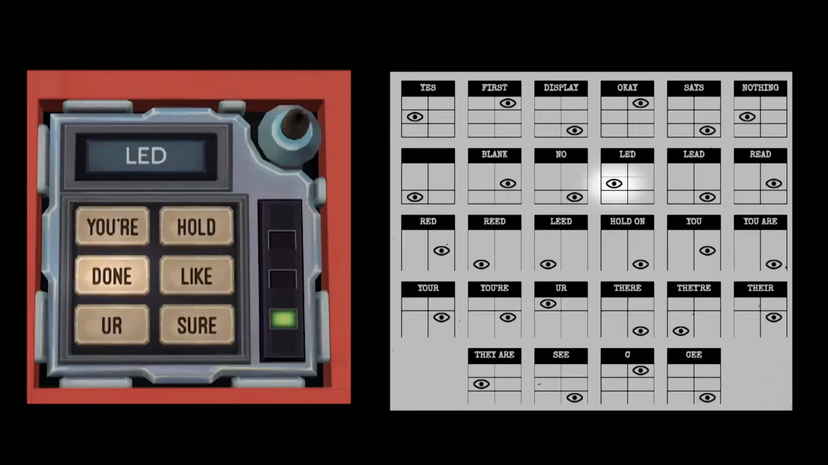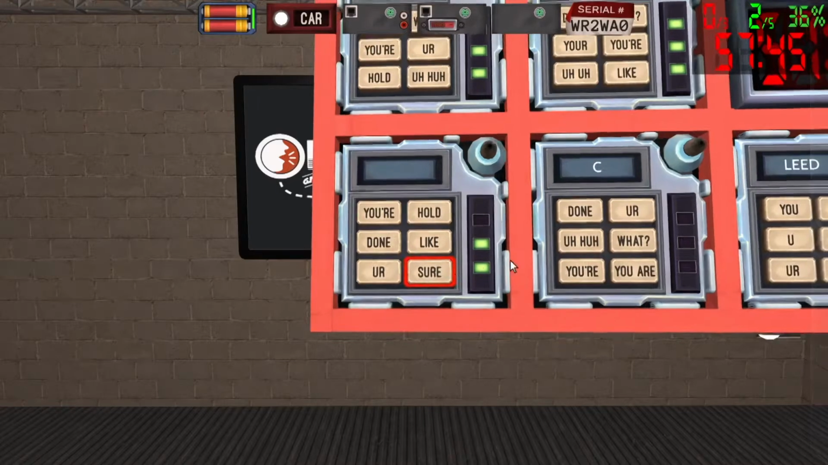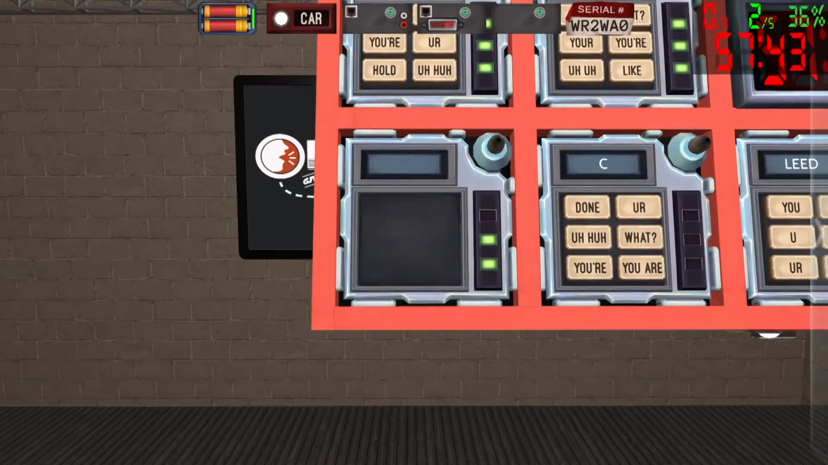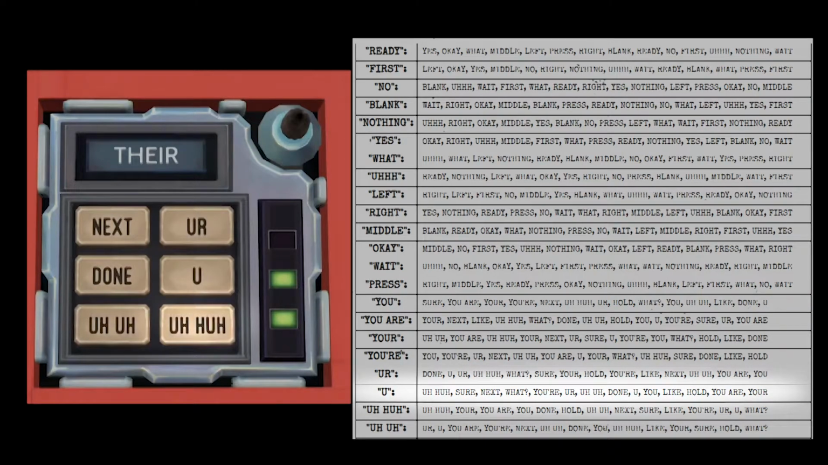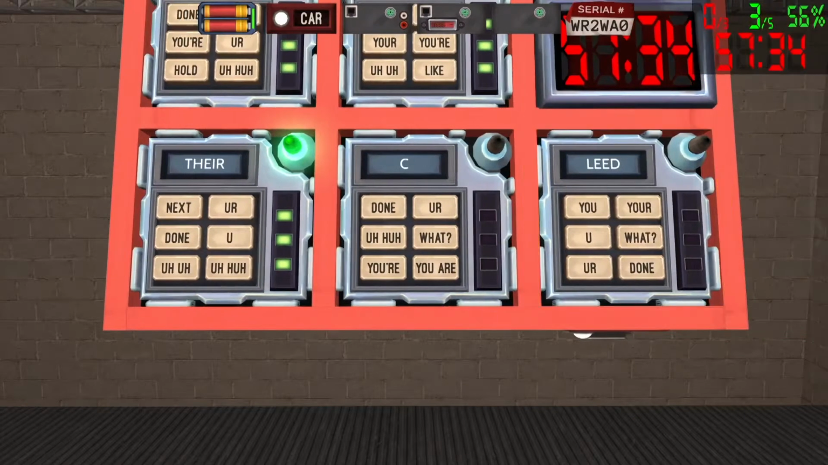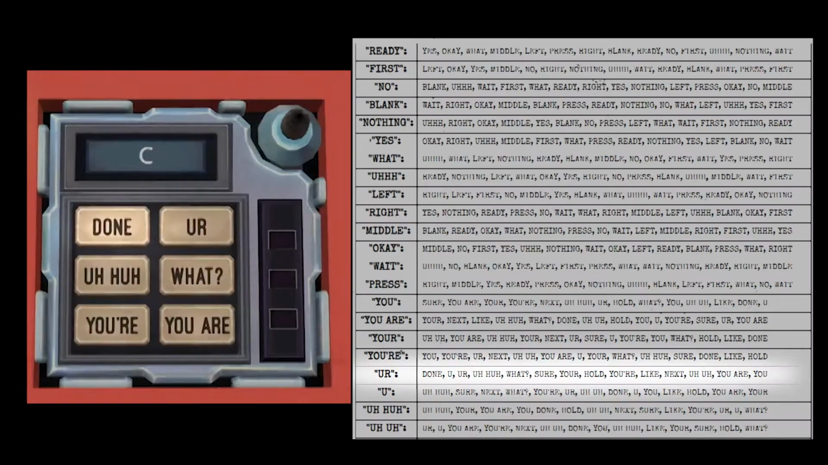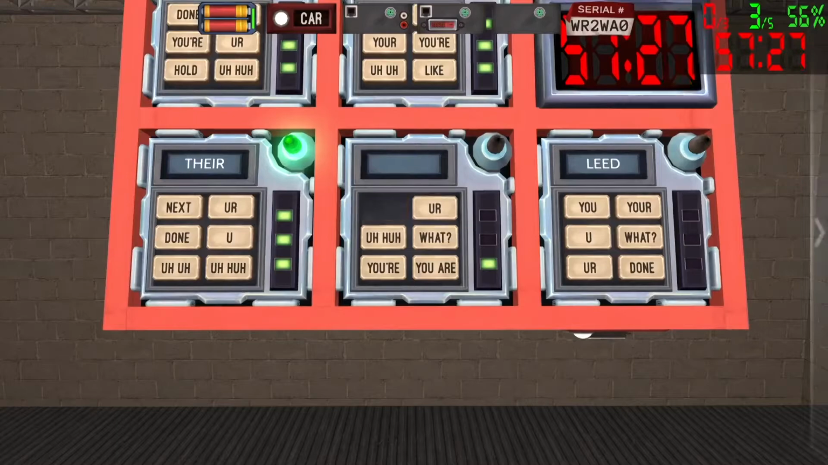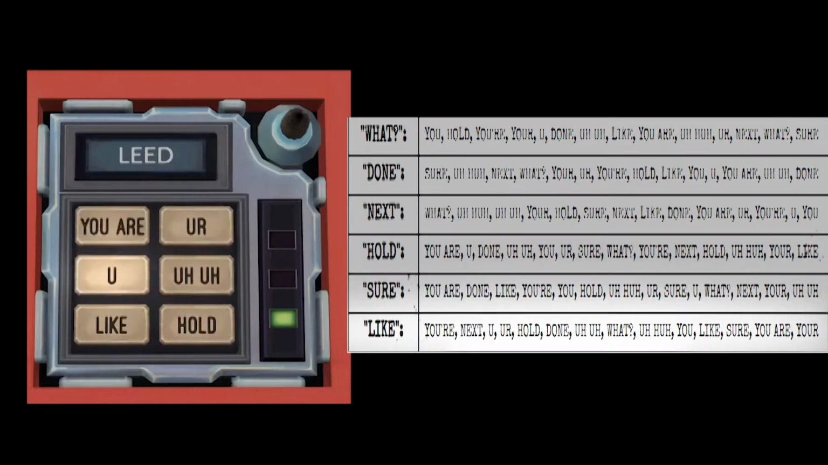Display is "led" with the reference being "done". We click "sure". Display is "there" with the reference being "U". We click "ahoy". Display is "C" with the reference being "UR". We click "done". Display is "lead" with the reference being "like". We click "U".